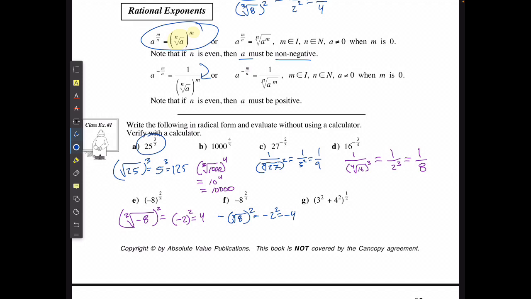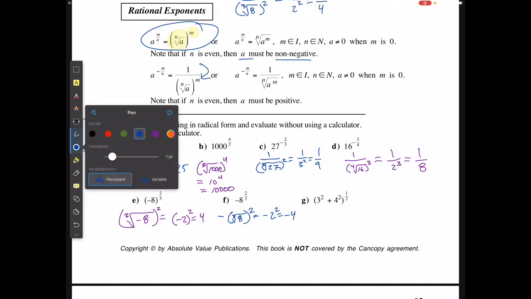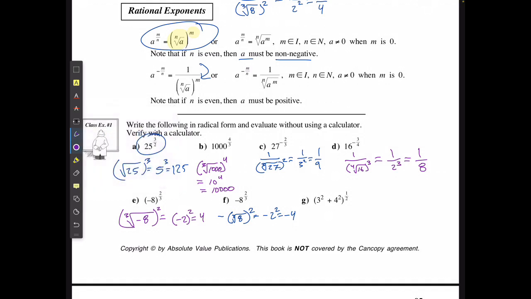For example G, because they don't have the same base, I can't directly combine these, so I'm just going to have to apply it out. 3 squared gives me 9, 4 squared gives me 16, which is the same as 25 to the power of 1 over 2, or the square root of 25, which is going to give me 5.